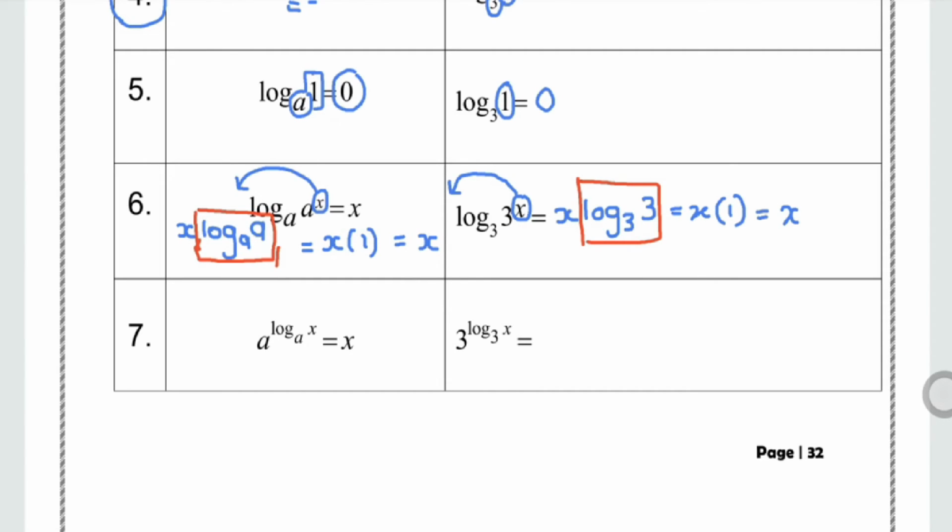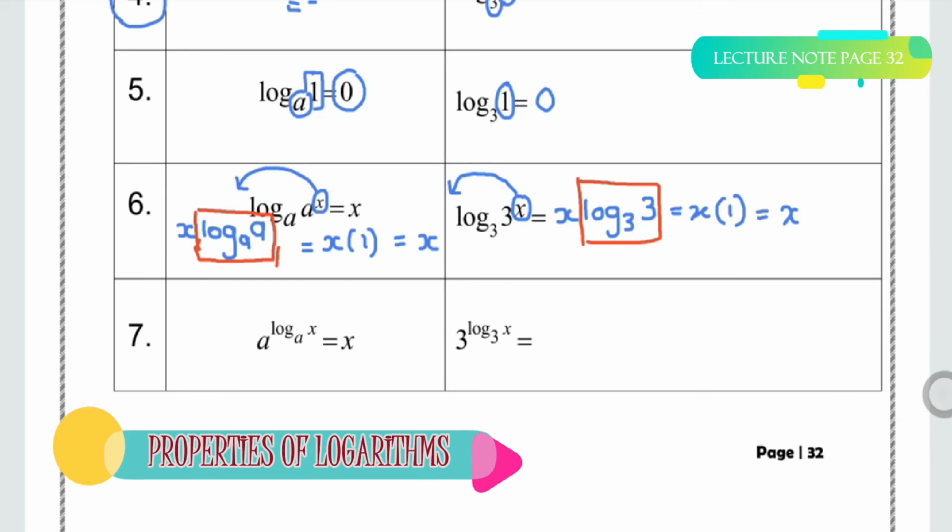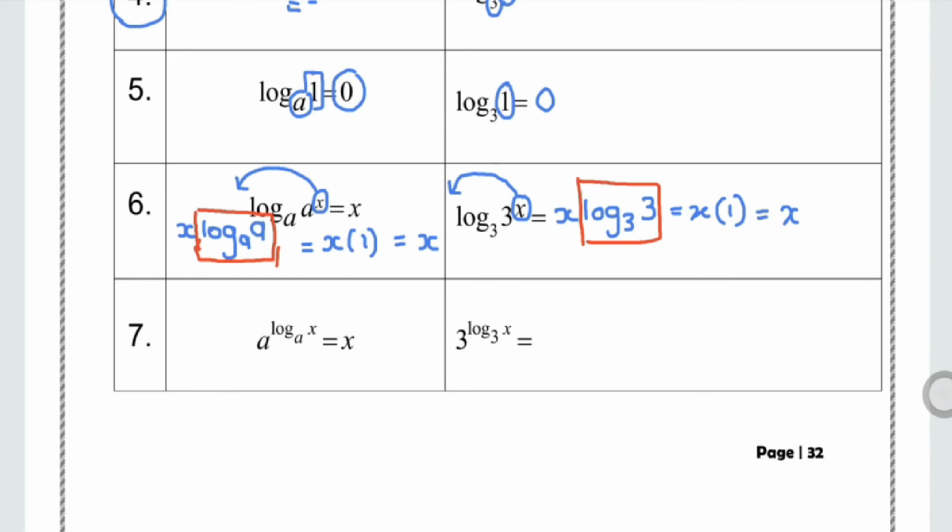Let's move to the last rule of logarithm. We have a to the power of log x base a equals x. As you can see here, this is not in logarithmic form. This is in index form with a as the base and log x base a as the power, and the power is in log form with base a. So if both bases are the same, the answer will be x.